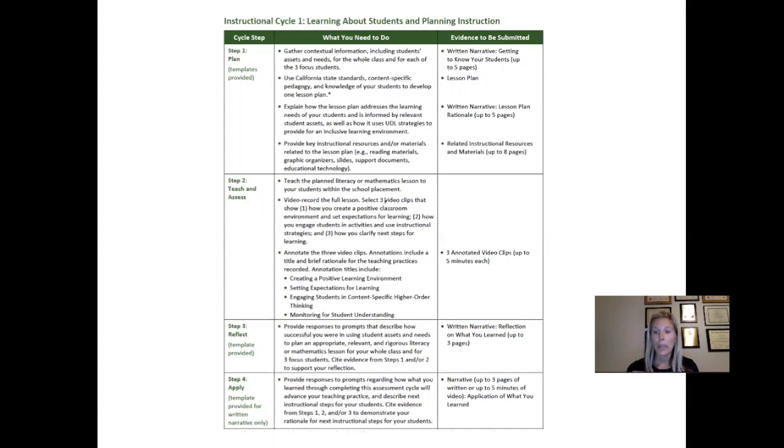So at this point, you have already created your mathematics lesson plan and the supporting documents that go with it, and you should have already completed your Getting to Know Your Students template and your lesson plan rationale template. During Step 2, we will talk about implementation of this mathematics lesson plan.